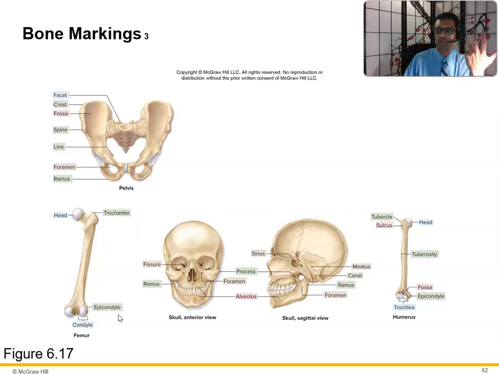So you want to say what bone it goes to. If I say medial epicondyle, that doesn't really tell me. Are you talking about the humerus? Are you talking about the tibia? But if I say medial epicondyle of the humerus, then I know you're talking about up here. So make sure you're specific, saying not only the bone marking or feature but also the bone.